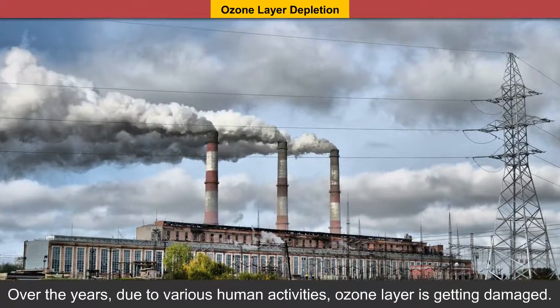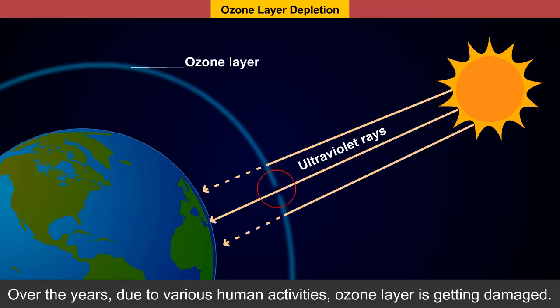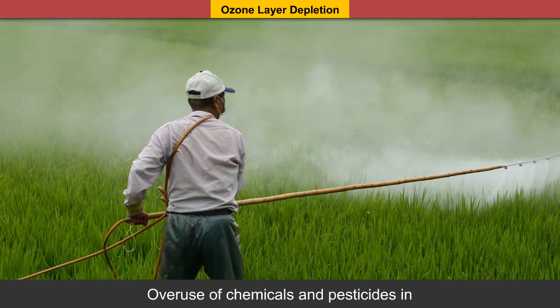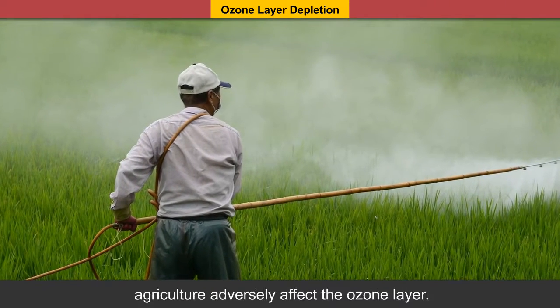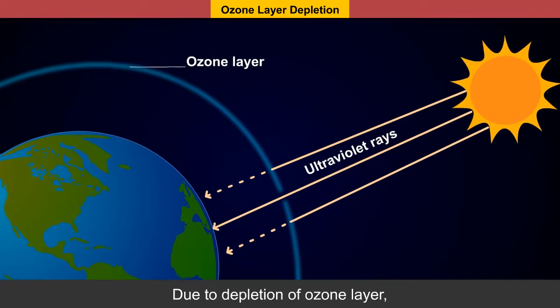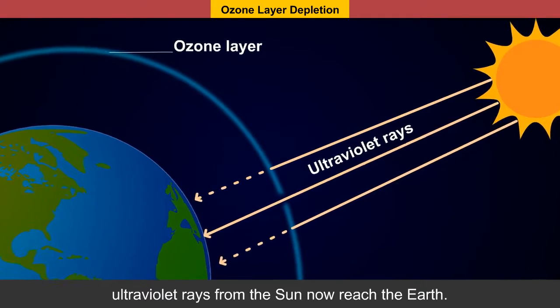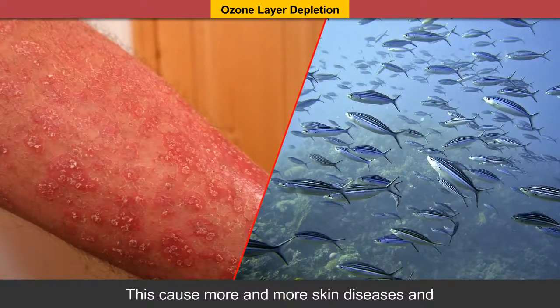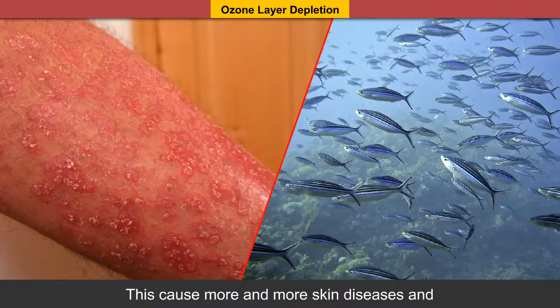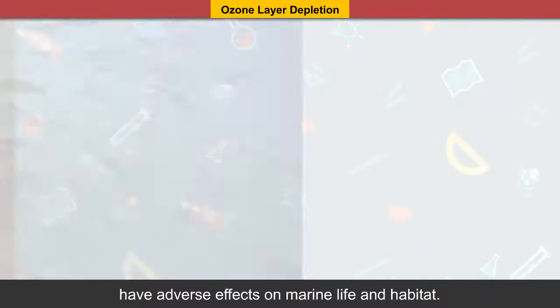Over the years, due to various human activities, ozone layer is getting damaged. Overuse of chemicals and pesticides in agriculture adversely affects the ozone layer. Due to depletion of ozone layer, ultraviolet rays from the sun now reach the earth. This causes more and more skin diseases and has adverse effects on marine life and habitat.